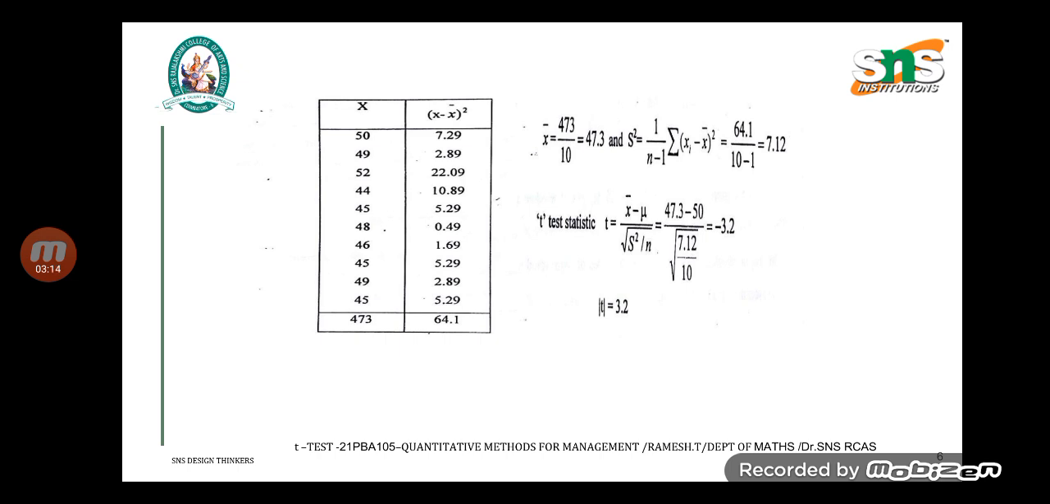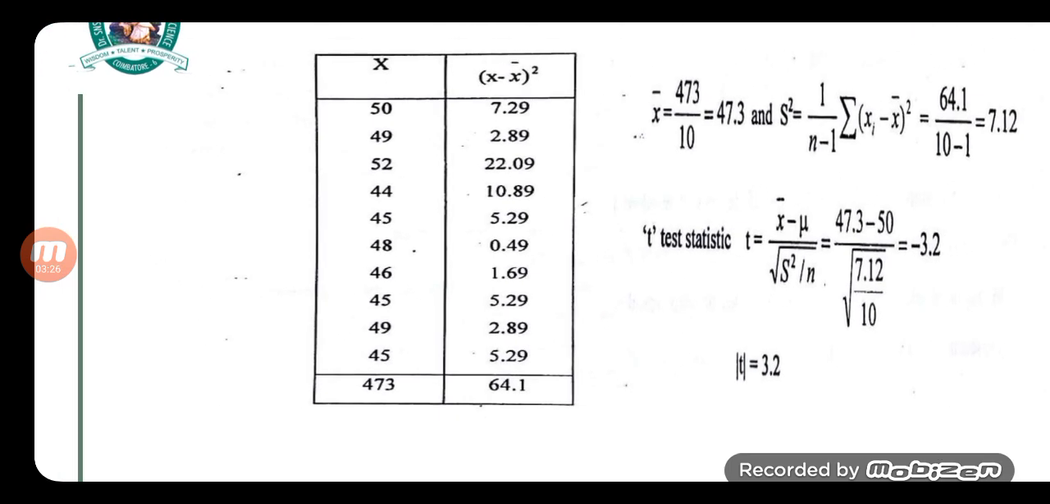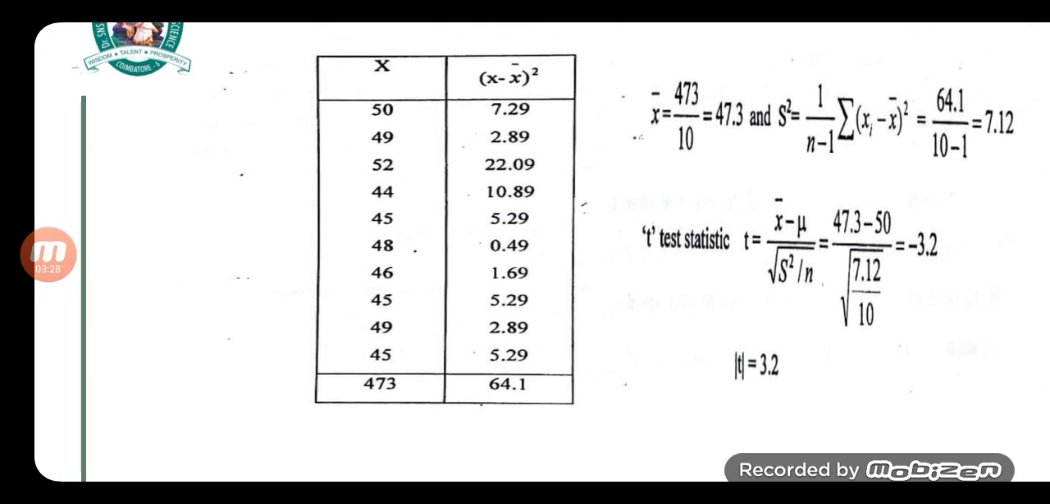So in this t-test, we need x bar, mu, and the variance value. The given data are all x. So x is 50, 49, 52, 44, 45, 48, 46, 45, 49, 45. The total of the samples is 473. From this, we calculate the average: 473 divided by 10, since 10 data are given. So we get 47.3.